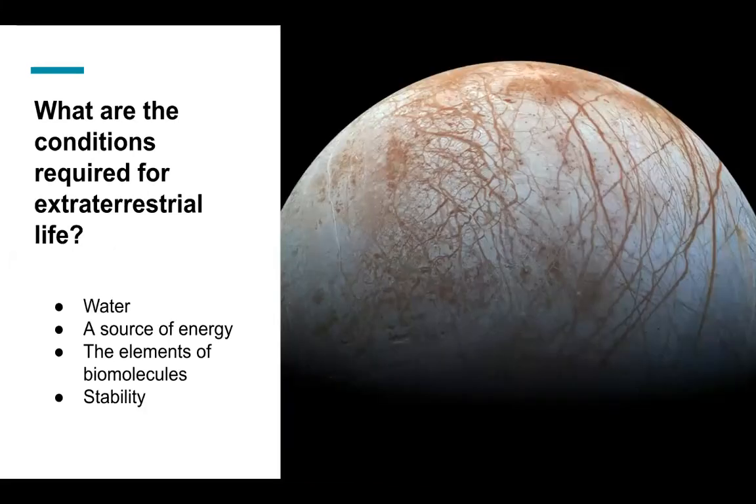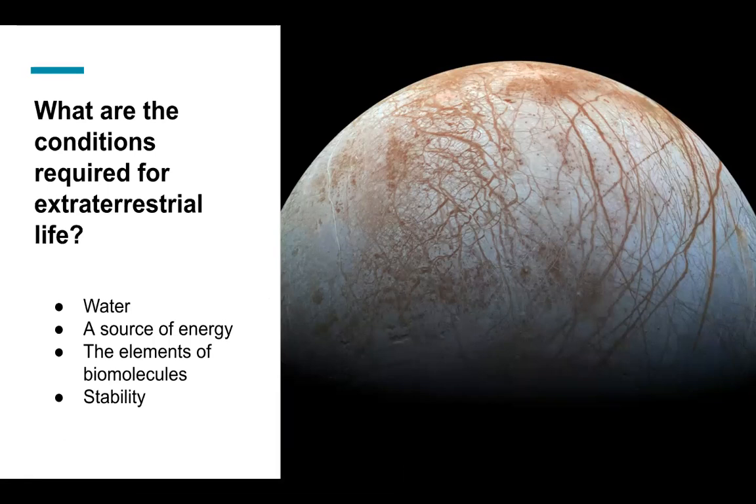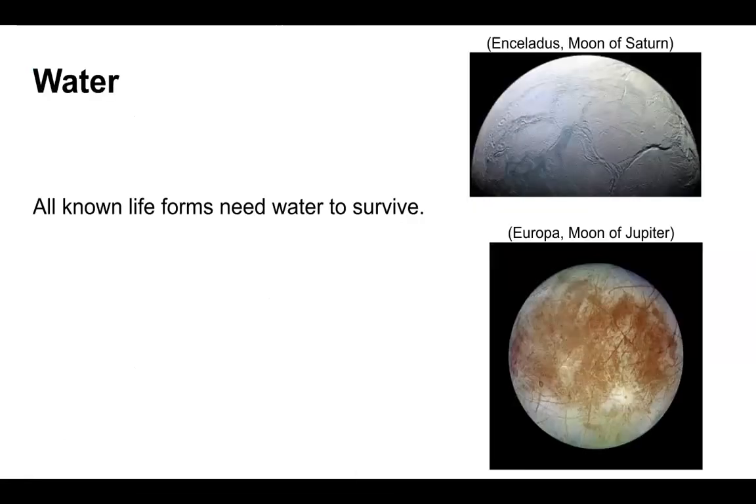All right. What are the conditions required for extraterrestrial life? The most important thing for extraterrestrial life is water in the liquid form, and then a source of energy, the elements of biomolecules, and stability. So that goes along with the Goldilocks zone, not having too hot of weather or too cold of weather. Yeah. So first is water. All known life forms need water to survive because it's essential for life. And liquid water is most optimal because it transfers the nutrients required for life most efficiently.